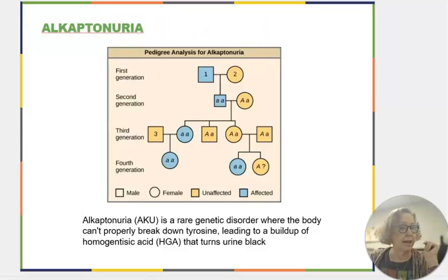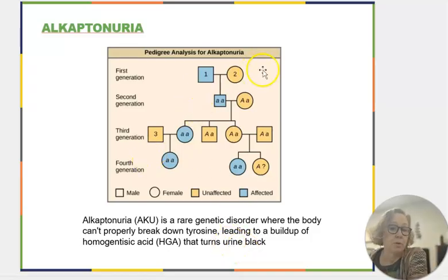Colored in are infected individuals. If we look at alkaptonuria, these are people who actually pee black. It's a rare genetic disorder where the body can't break down tyrosine. If you look at the back of soda and candy, it'll say safe for alkaptonuria or safe for AKU, meaning if you have alkaptonuria, you can drink it or eat it because it doesn't have tyrosine in it. But it leads to a buildup of HGA and you pee black.